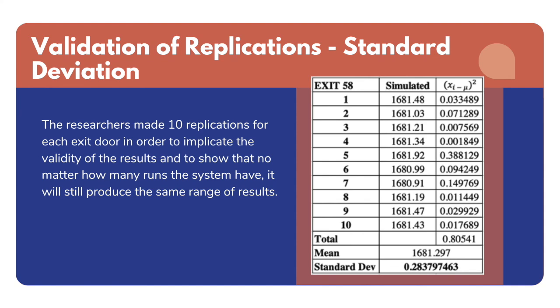We made 10 replications for each exit door in order to establish the validity of the results, and as seen on the table, it has a standard deviation value of 0.28, which tells us that all replication results are close to each other and that no matter how many runs the system has, it will still produce the same range of results. Therefore, 10 replications will suffice for the results of this simulation.